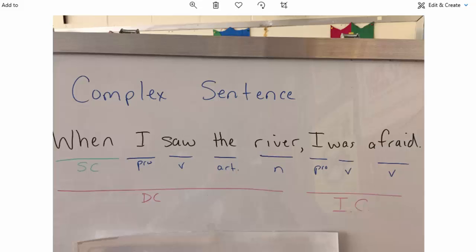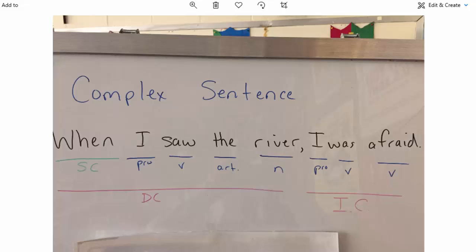Okay, so this is an instructional video on complex sentences. So when you look at this sentence, when I saw the river, I was afraid. The easiest way to identify a complex sentence is to look for clauses. And in this instance, I've broken down parts of speech because that helps me identify what my subjects and predicates are. So when I saw the river, I was afraid.